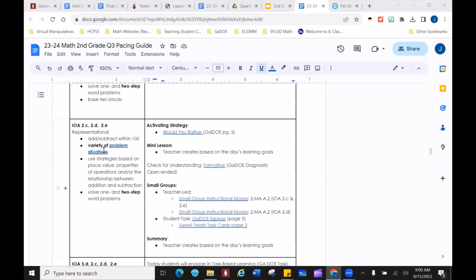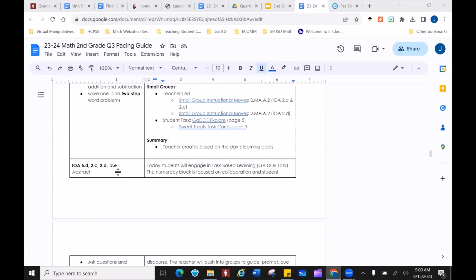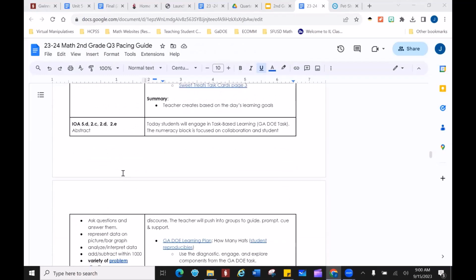For the remaining 4 days, IOAs 2C, 2D, 2E, and 5D, as you can see here, have been clustered together to give the students another opportunity to apply the flexible and efficient strategies they have learned to add and subtract to solve problems using information from a bar graph.